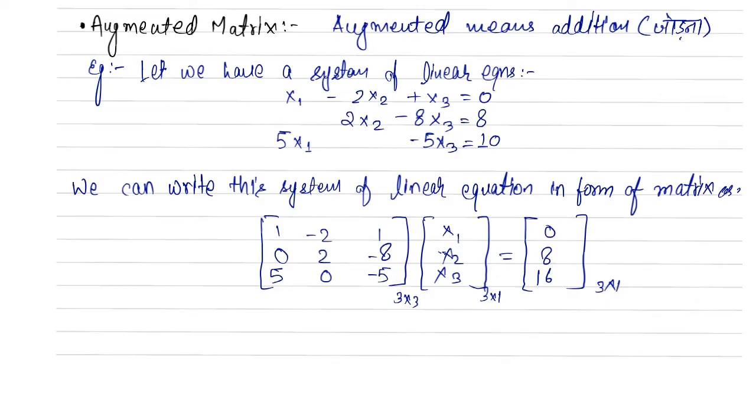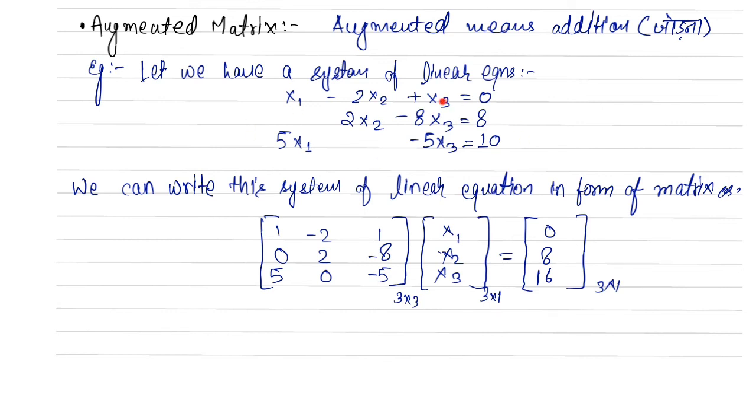Now we will see how to write a system in augmented matrix form and how to solve it using the augmented matrix. Augmented means addition, that is, in Hindi it means jodna. So let's take the same linear equation that we have. From the above discussion, we can write it in matrix form like this. Sorry, I've taken a new example here, I'm really sorry.